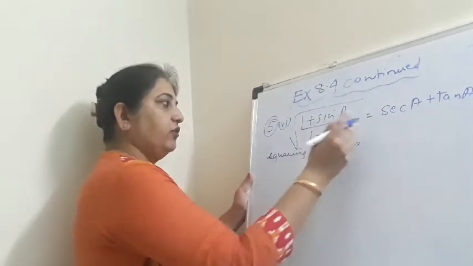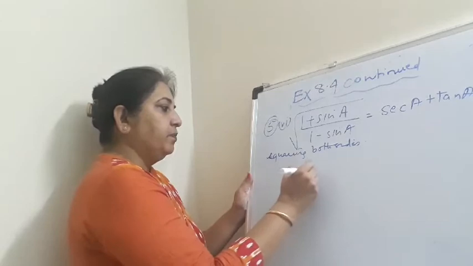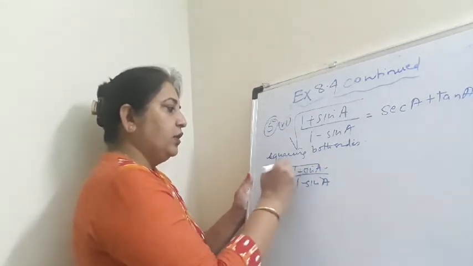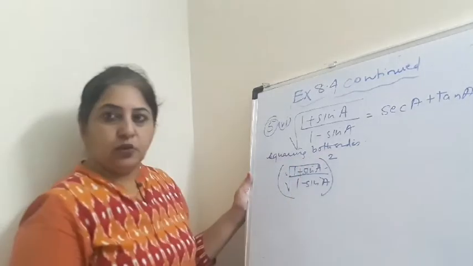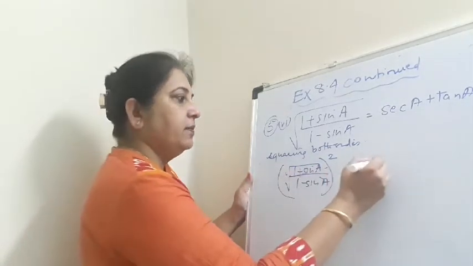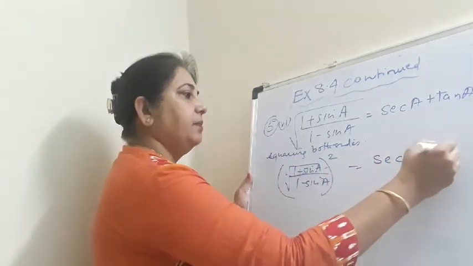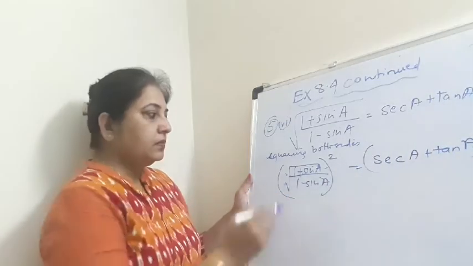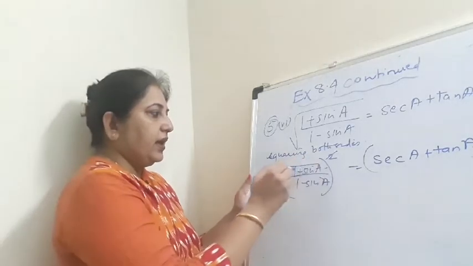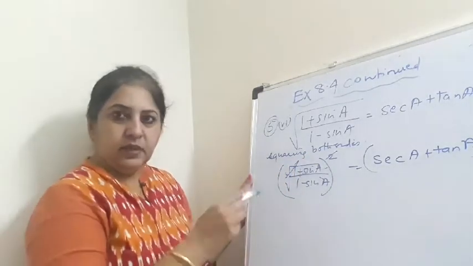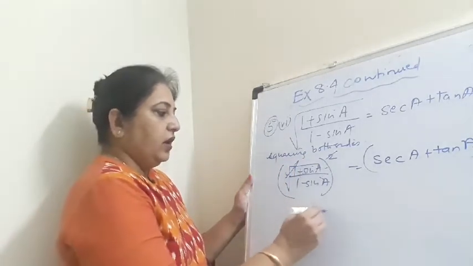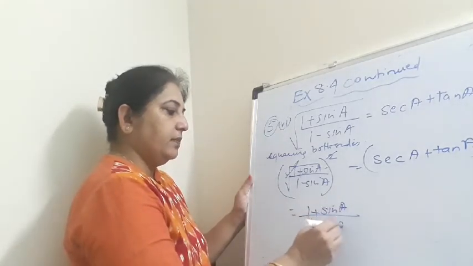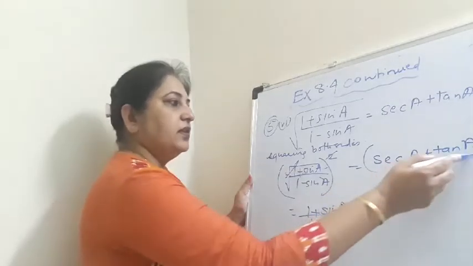When I take the square of both sides, here I get the square root of 1 plus sine A upon 1 minus sine A, whole squared. And on the right, I take sec A plus tan A, the whole square, right? Now this square and this radical sign will be cancelled. So we are now left with 1 plus sine A upon 1 minus sine A. Okay, now let us solve this.